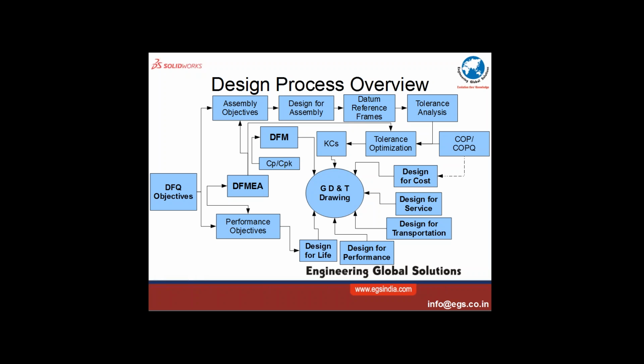the GD&T drawing. Design for manufacture with inputs from the process capability Cp and Cpk forms an input to the GD&T drawing in addition to the design for cost, design for service, design for transportation, so on and so forth. In this presentation, we are going to be concentrating on the cost of poor quality versus the cost of precision, and the design for cost being a driver towards the profitability of the organization.